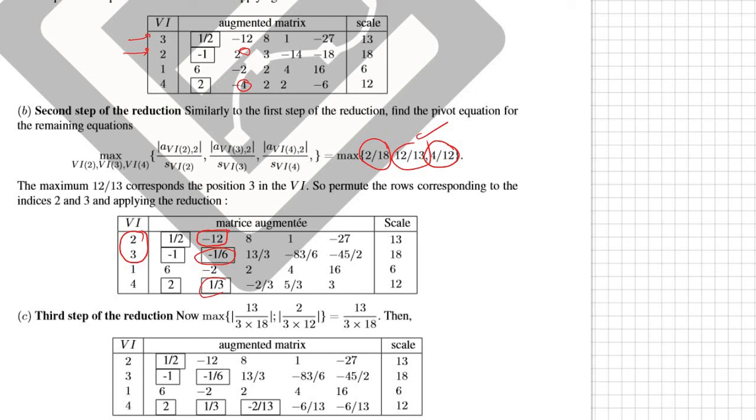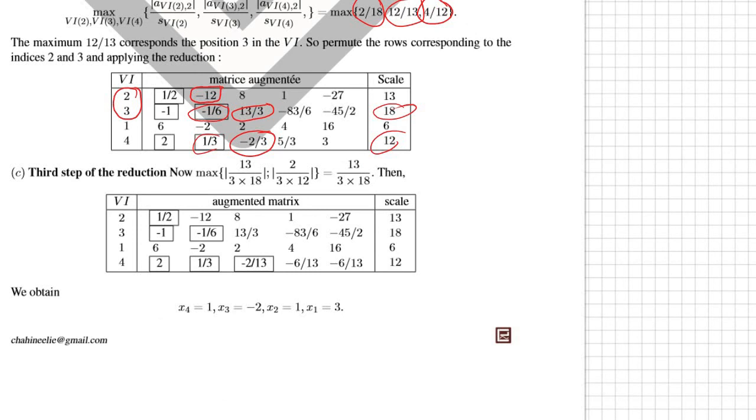Now my pivot candidates are 13 over 3 or minus 2 over 3. I divide them by 18 and 12 to find the highest and continue my calculation. Which will lead me to this triangular system.